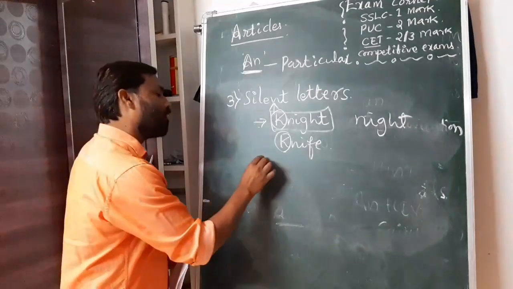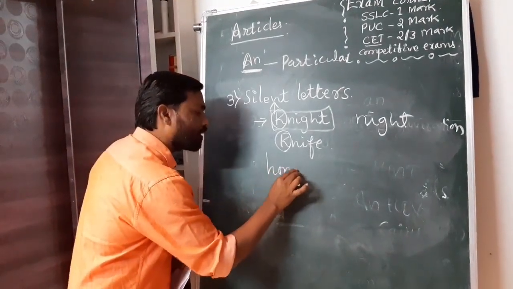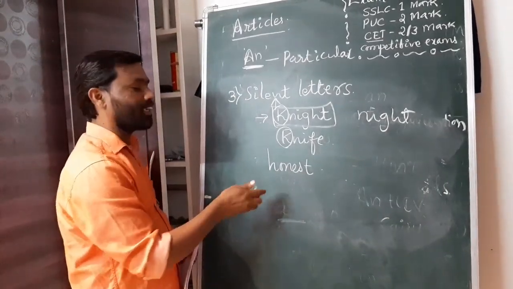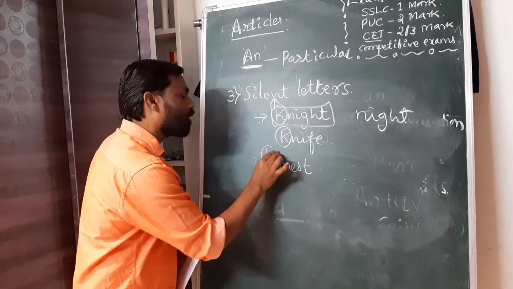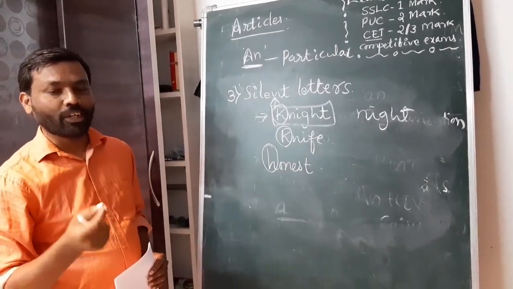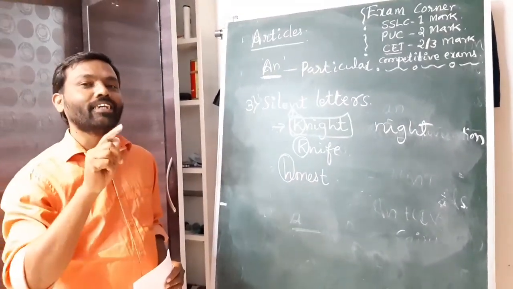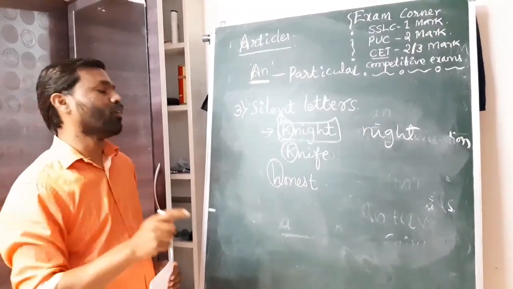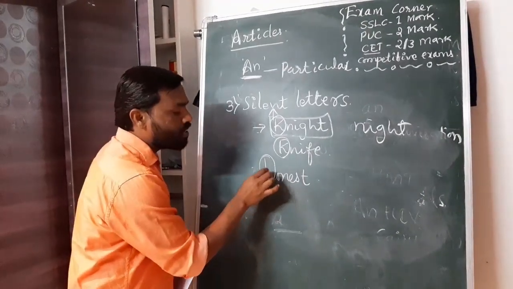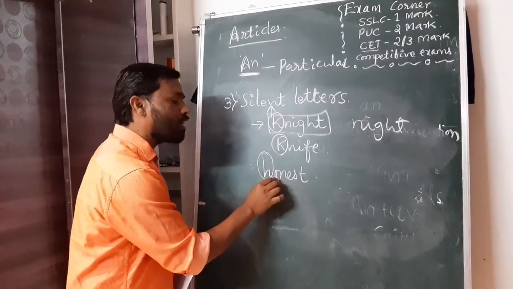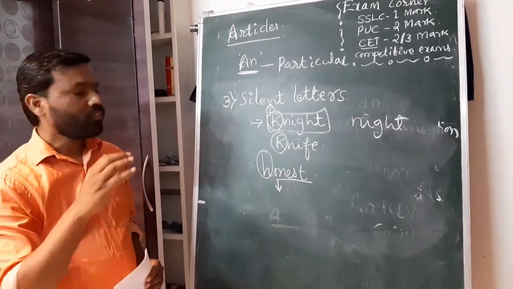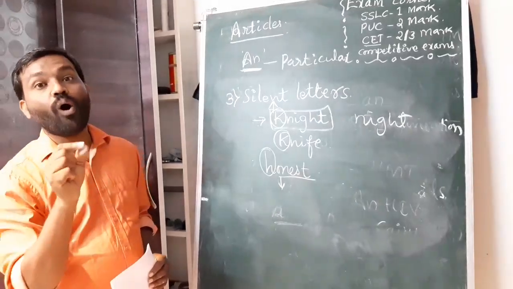Take an example, see here, honest. This word has a silent letter. Here we are not pronouncing H. We are not saying "honest" with an H sound; if you pronounce it like this, it is totally wrong. Because of that, H is a silent letter. When we make H silent, immediately the vowel sound starts with O, and its pronunciation is "onest".